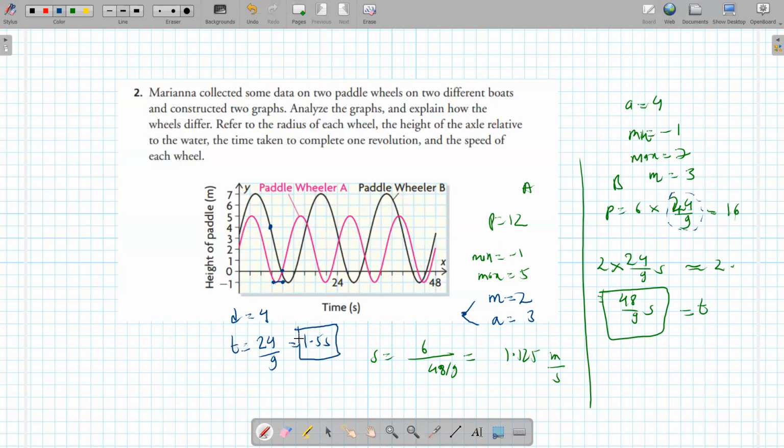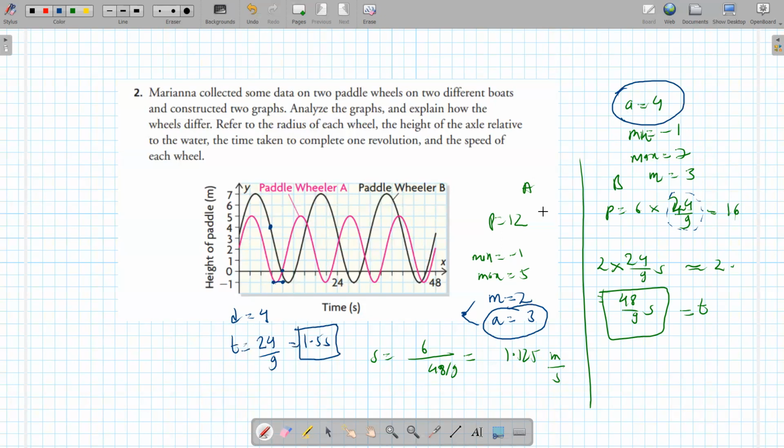So the radius, we didn't find the amplitude, did we? Amplitude was 4. So that's the radius. So the radius of the black one is bigger than the radius of the pink one, the red one. And the bigger boat is traveling faster. Does that make sense? Is it logical for a big boat to go faster? Yes, it is, right? The bigger it is, the more energy it can generate and the faster it will go.